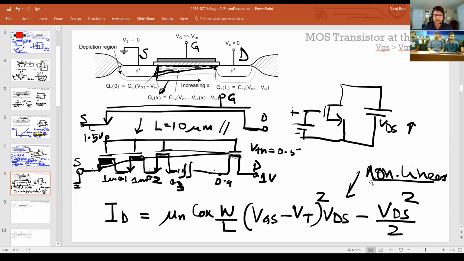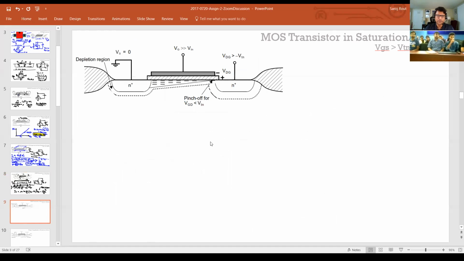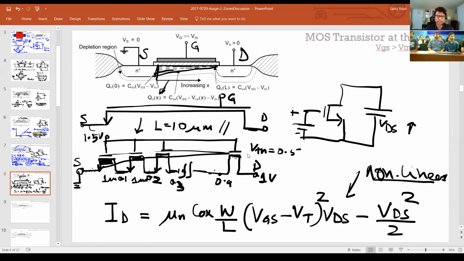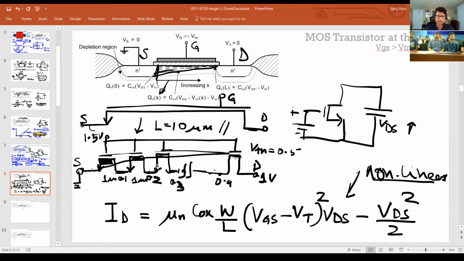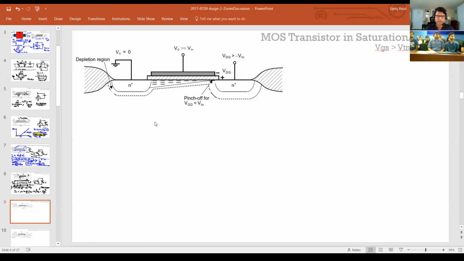Okay, all right. So now once this channel gets pinched off, as I showed in the previous slide, let's say for example I had 1 volt here. The channel gets almost pinched off, right? So as you see over here, if the drain to gate voltage, VDG, is greater than minus VTN, this channel completely pinches off.